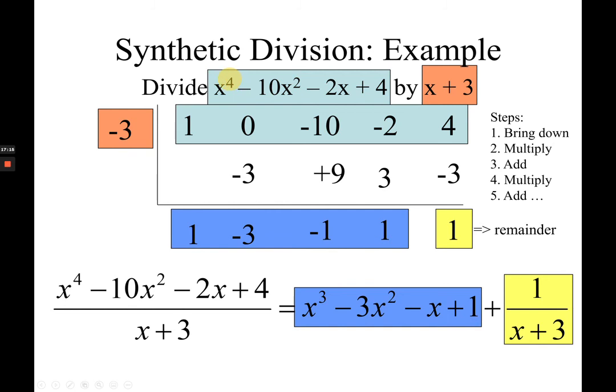And then watch out, remember, when you write your final answer, your highest degree minus 1 will be the exponent or power of your answer. So since our given here has a degree of 4, your quotient starts with 3 and then followed by 2, 1, and then the constant. Since it did not have a 0, you have a remainder. That's how you do synthetic division. And remember, synthetic division only works if the divisor is variable plus or minus a number. That's it. Thank you.